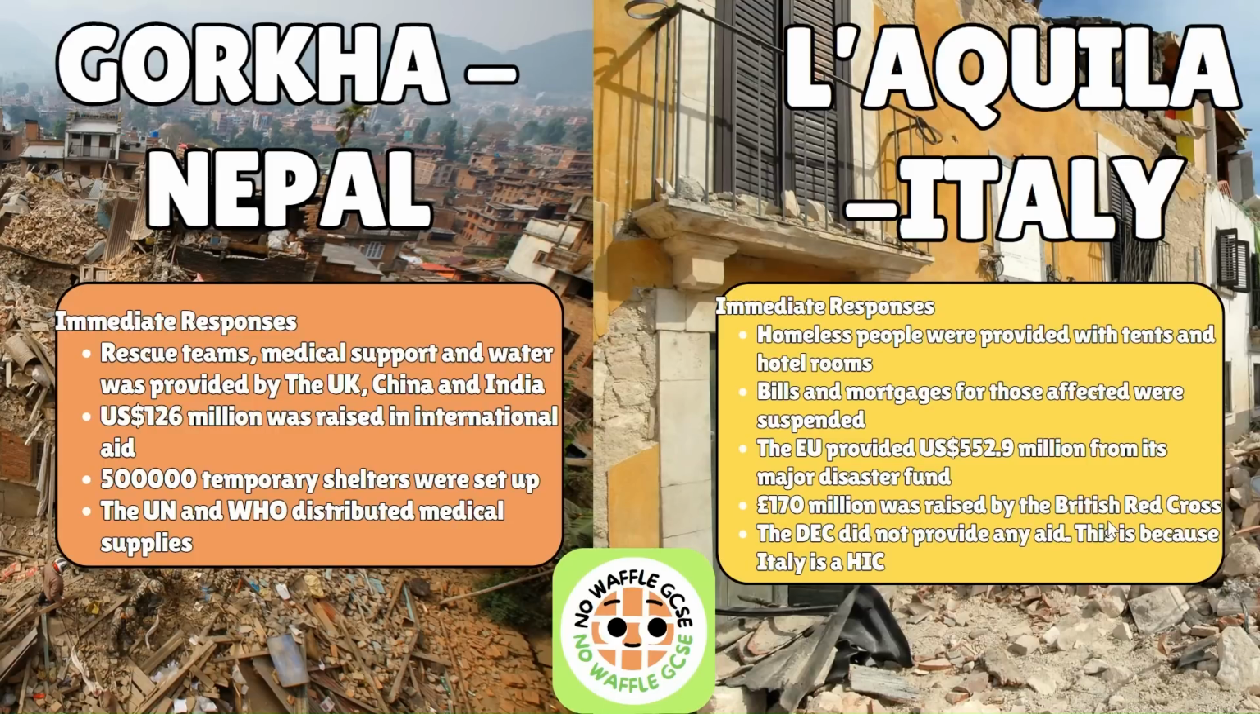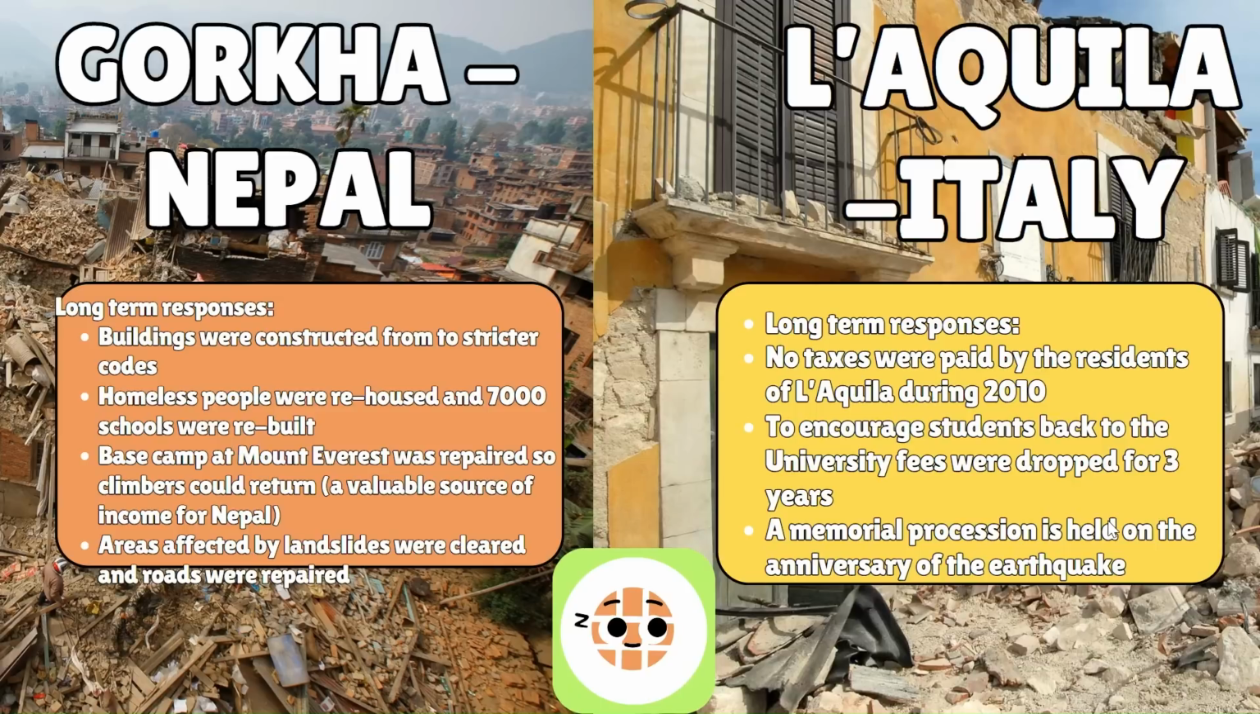However, that didn't stop charities from giving to Italy, so there was £170 million from the British Red Cross, and the EU also helped by giving 552.9 million from its major disaster fund. There were some temporary shelters set up in Nepal, however this wasn't as required in Italy. And finally, looking at the long-term responses.